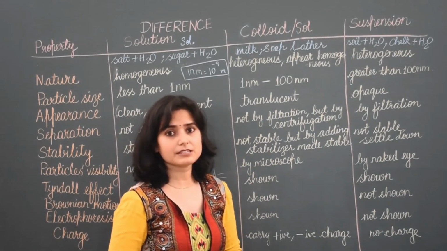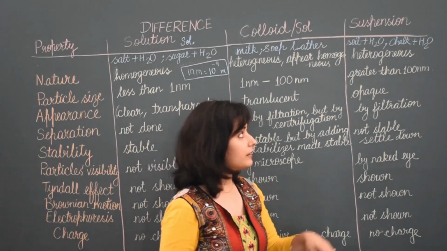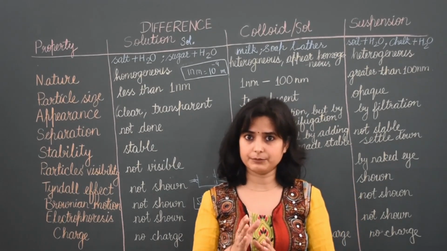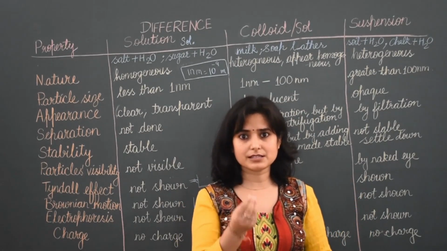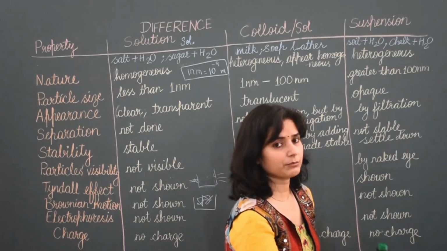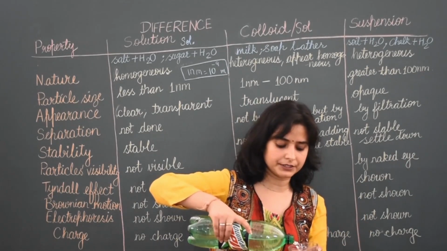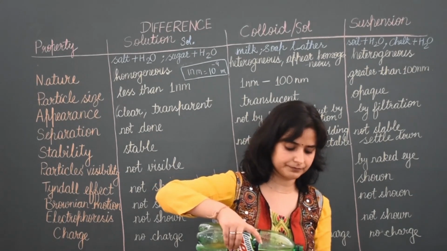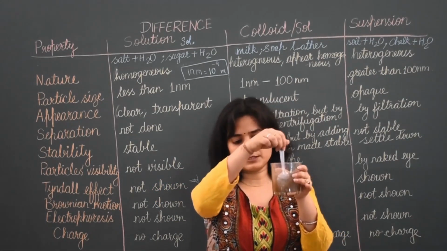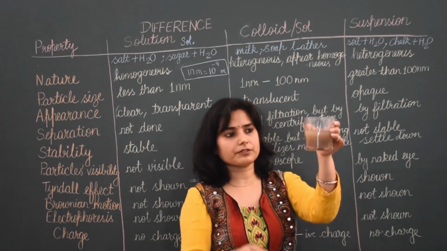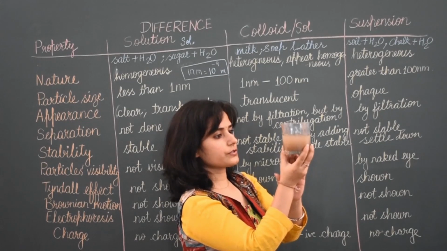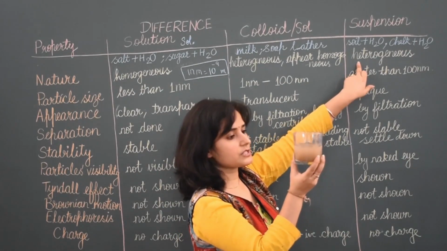Now, last one is suspension. Suspension is made from suspended particles. Suspended means suspended in the solution and not settling down. For this I am taking the example of soil and water. See this. I mix soil with water. This is a kind of heterogeneous mixture.